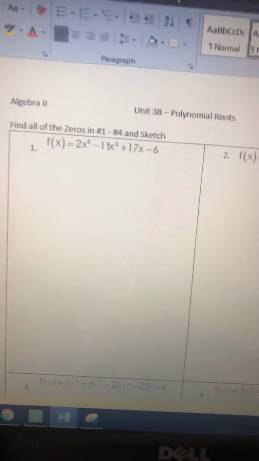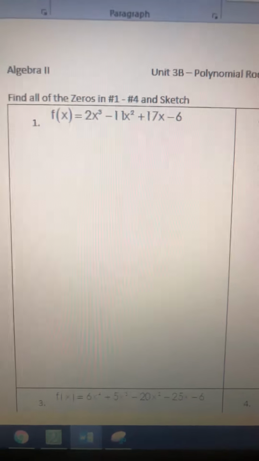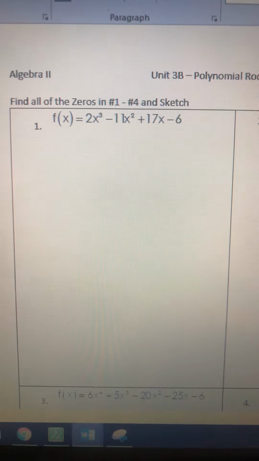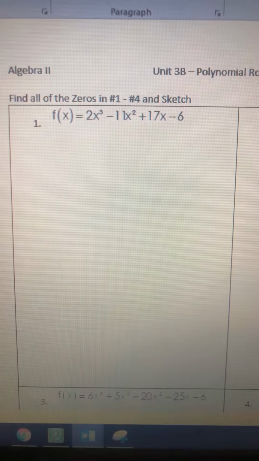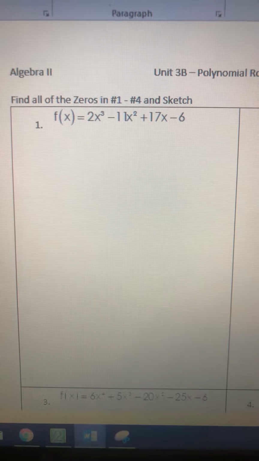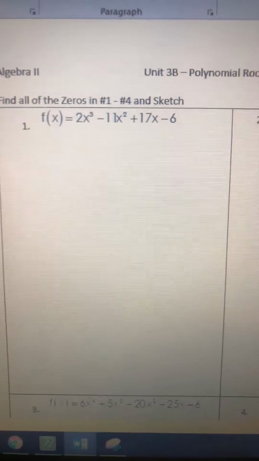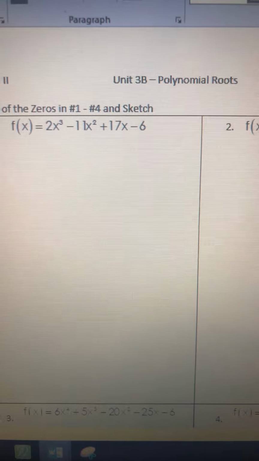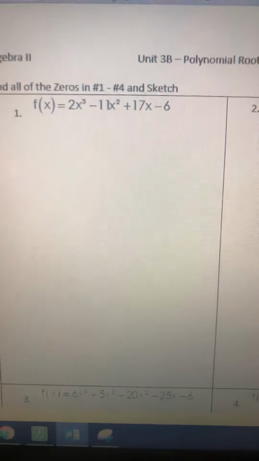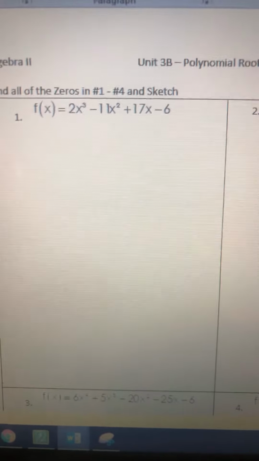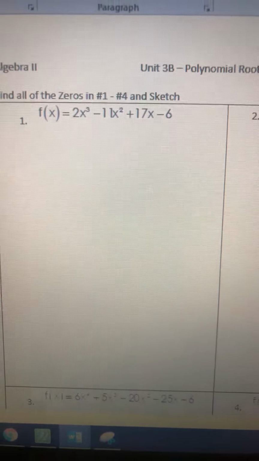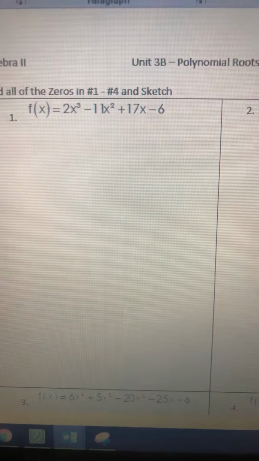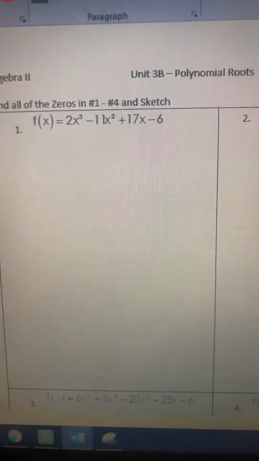Okay, so the second page of our classwork today has this worksheet here, and it says f of x, find all the zeros. f of x equals 2x to the third power minus 11x squared plus 17x minus 6. However, if you'll notice, they didn't give us any factors here. And you're like, okay, well, what am I supposed to do?